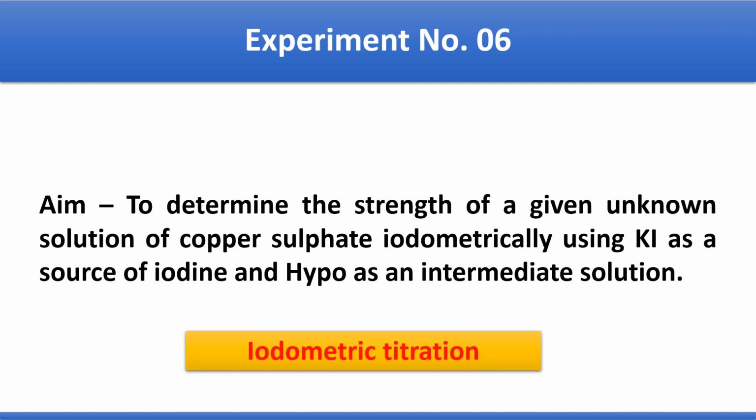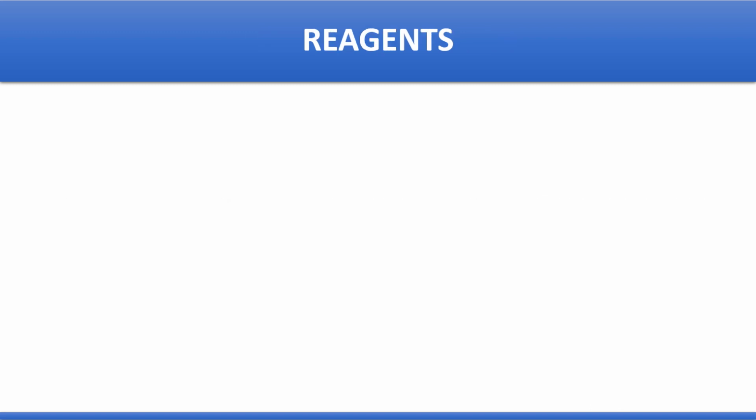This is a type of iodometric titration, and in theory we have already learned that iodometric titrations are a type of redox titration. So basically, we are performing the iodometric titration today, and through it we are going to determine the strength of unknown copper sulfate solution. But before starting the experiment, we must know what reagents and glasswares are required to perform this titration. So let us begin with the reagents required in this titration.